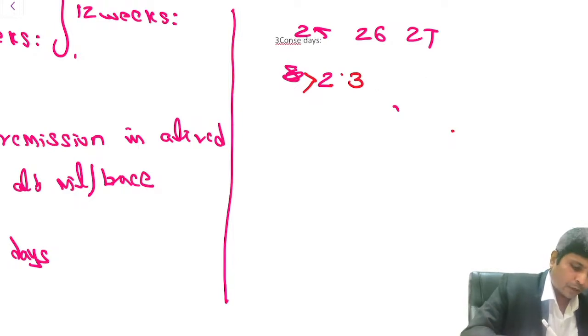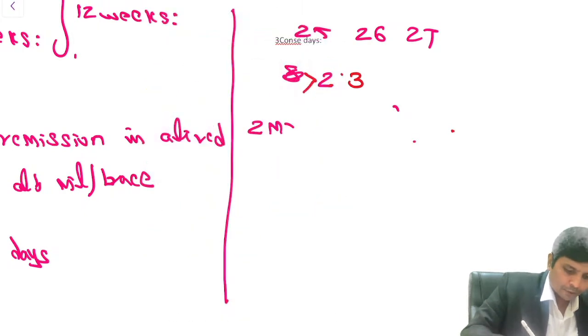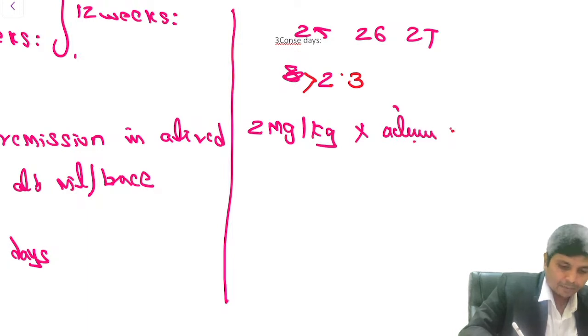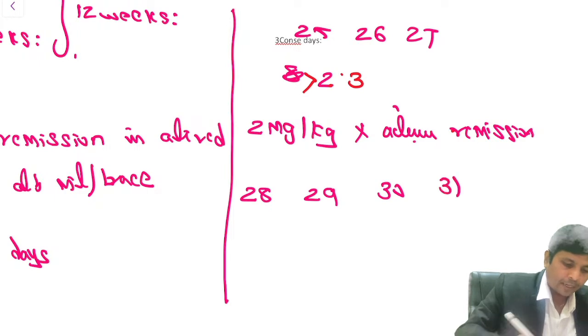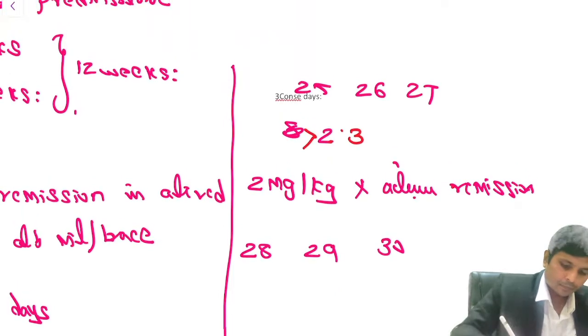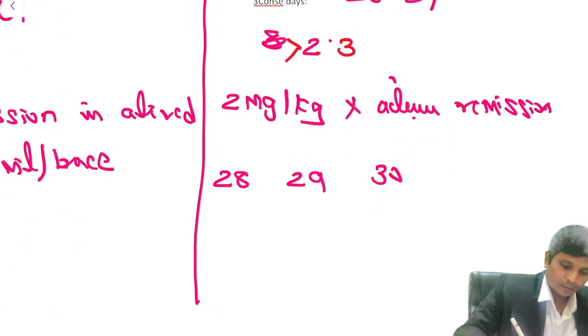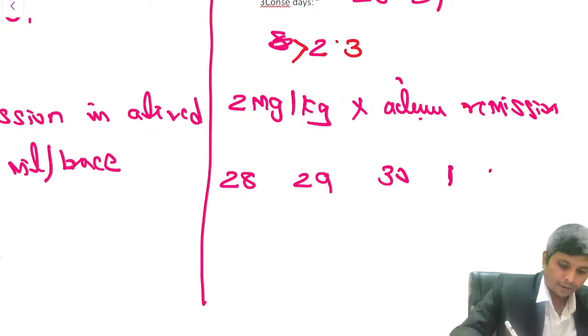So I need to start oral prednisolone 2 mg per kg till the patient achieves remission. So what I am going to do, I will start steroids on 28, 29, 30 April, and I will continue for May 1, 2, 3 etc.